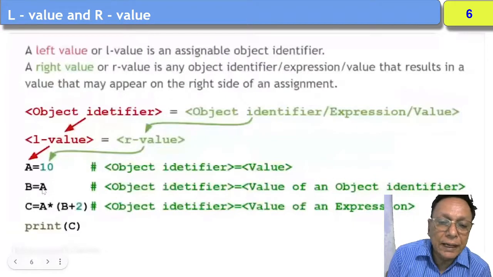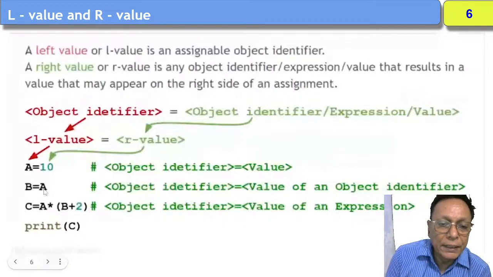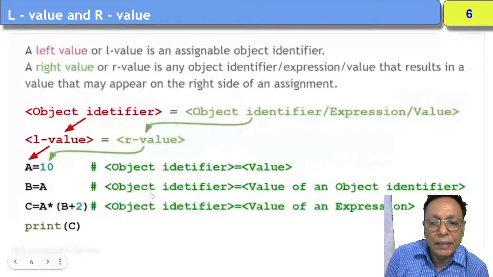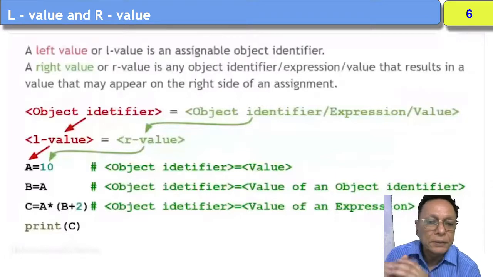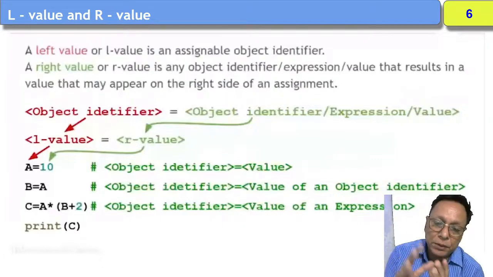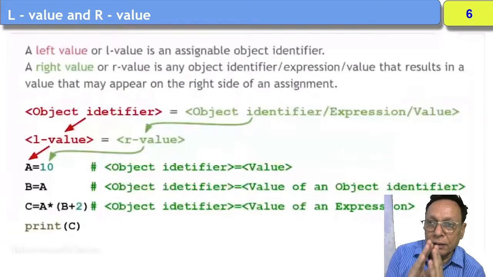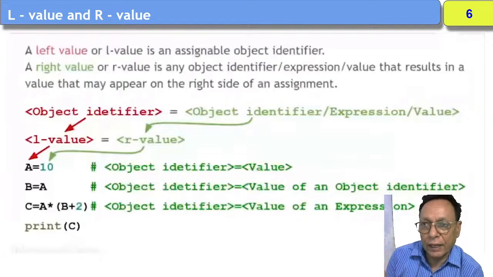Similarly, here A is the identifier and B is also an identifier. But over here, A is the R value and B is the L value. So the explanation is object identifier is equal to value of an object identifier. Means A already possesses an integer or the literal. So when you say B is equal to A, you are storing whichever value is stored in A to B. So B will represent the value of A.